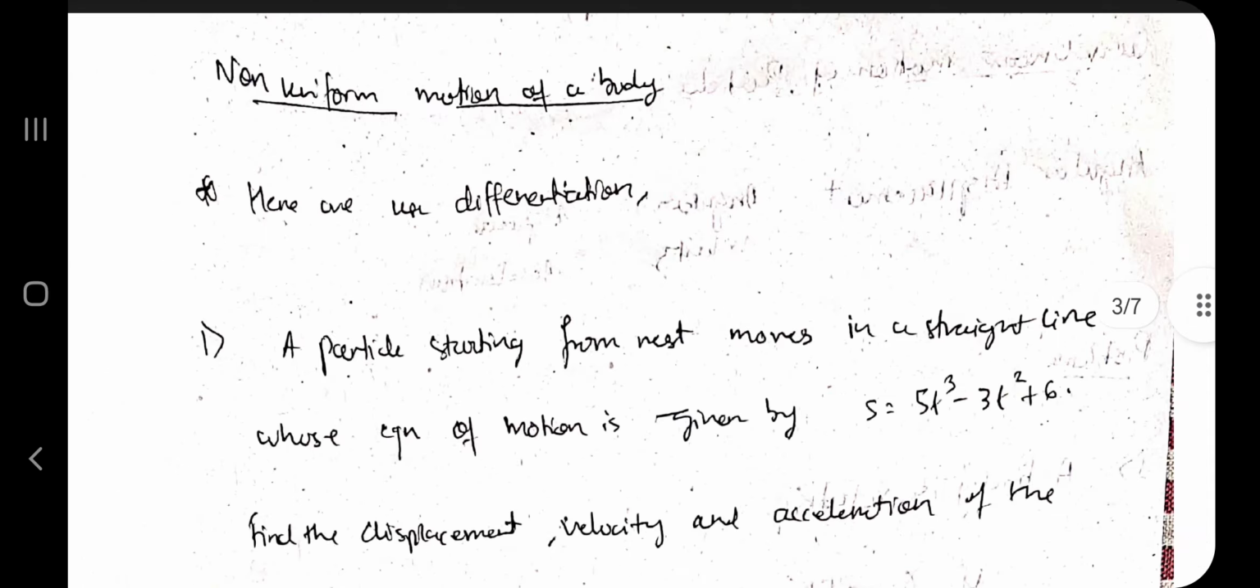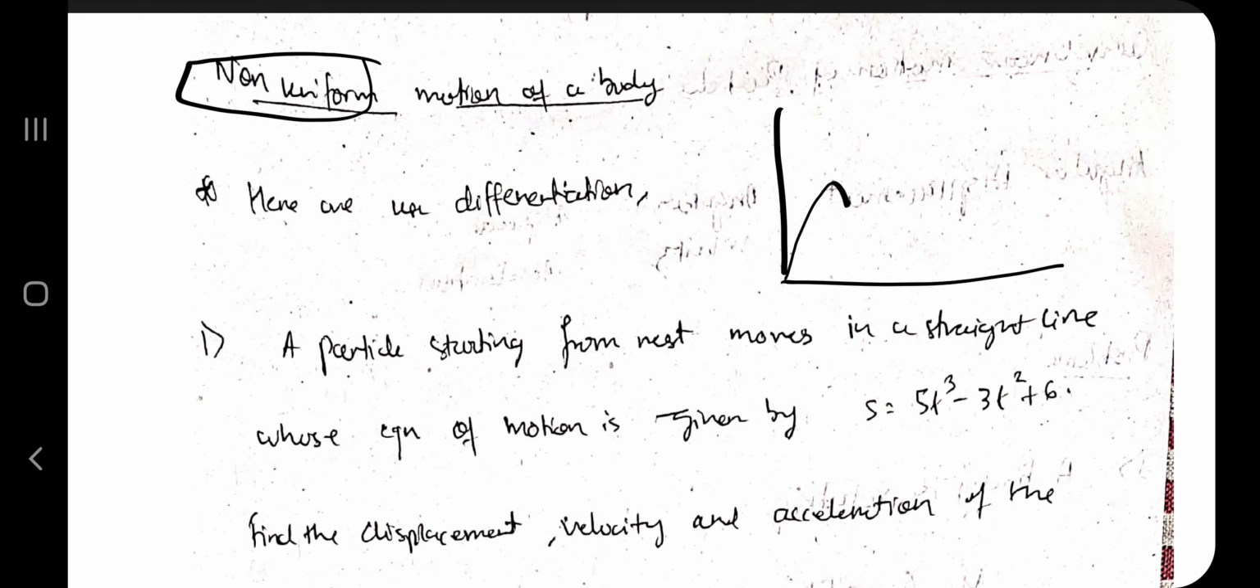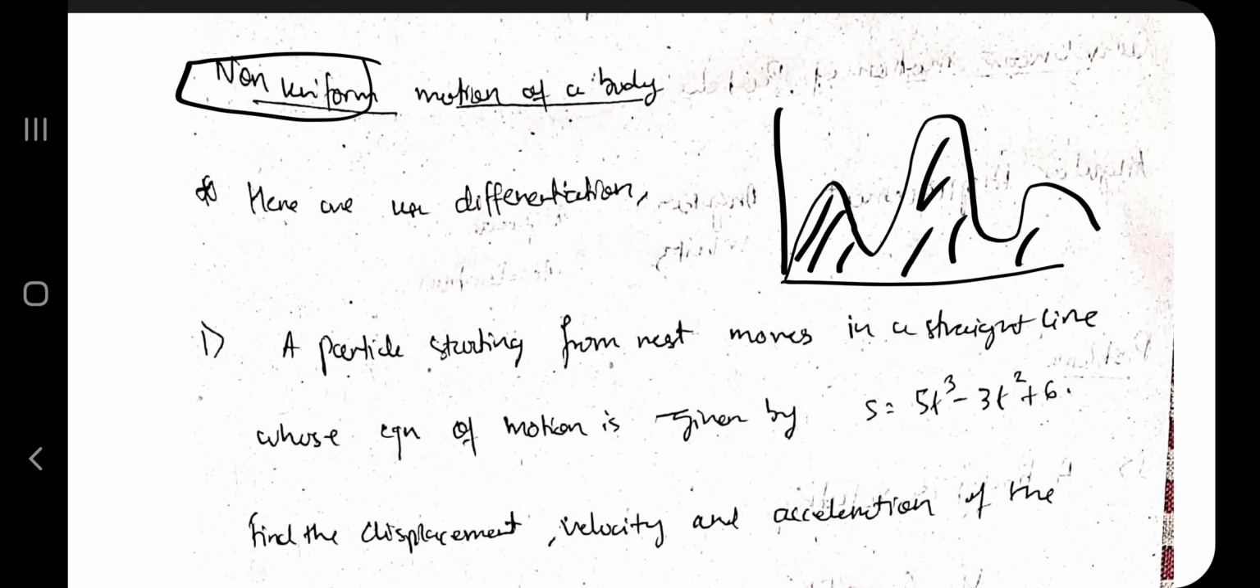Okay. Moving on, we have the next topic, which is non-uniform motion of a body. In non-uniform motion of a body, we have to integrate the values, right? Because it's not uniform, we just cannot apply a single formula, because sometimes it's like this and like this and like this. All you have to do is find out the area under the curve. For that, we need integration. So you can expect this type of question.